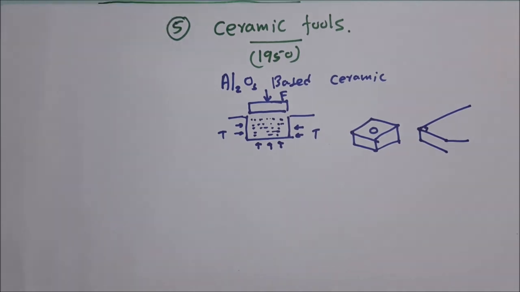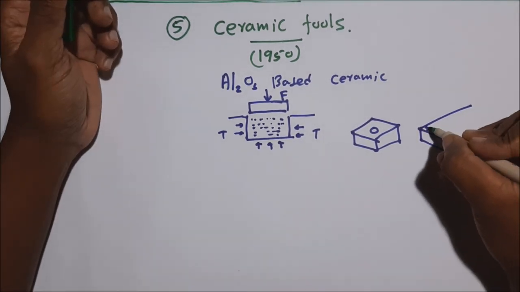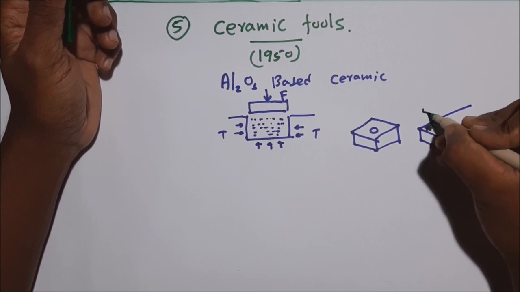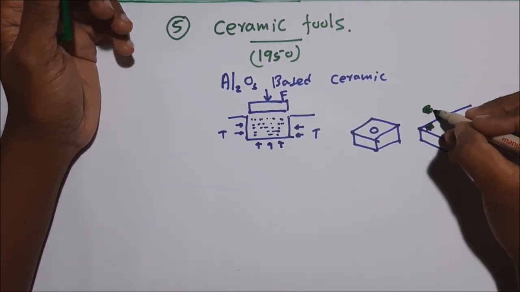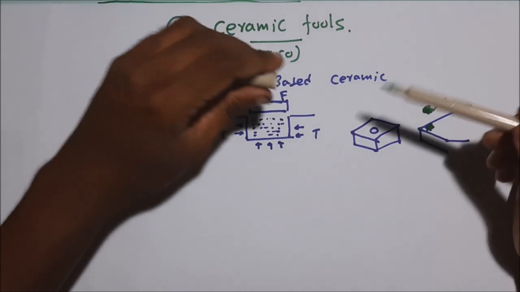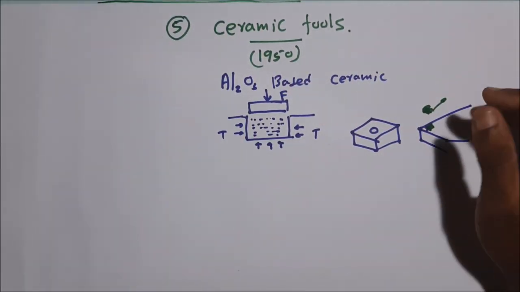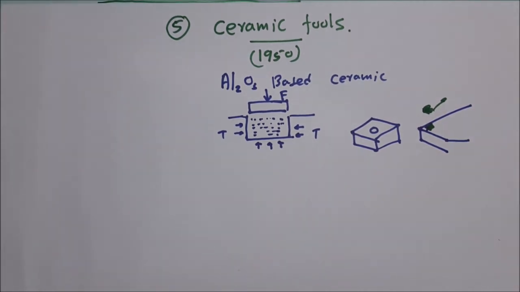Okay, with the ceramic tool, the chipping resistance is poor. Chipping means removing material particle-wise from the cutting tool material. It is also subject to chipping. Because of these reasons, the ceramic tool has limited applications.